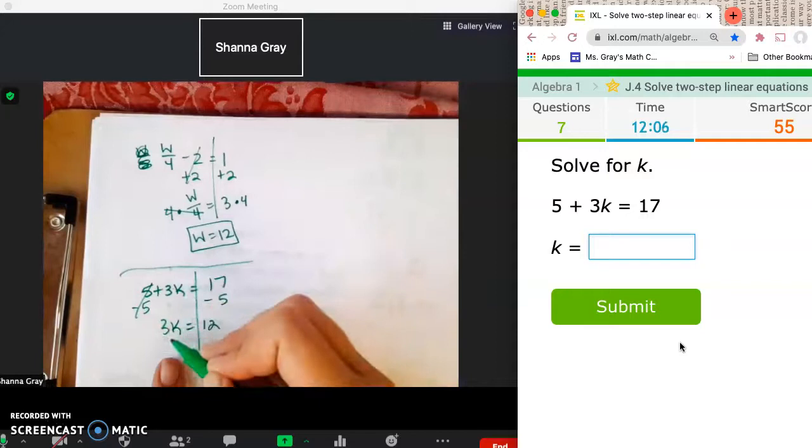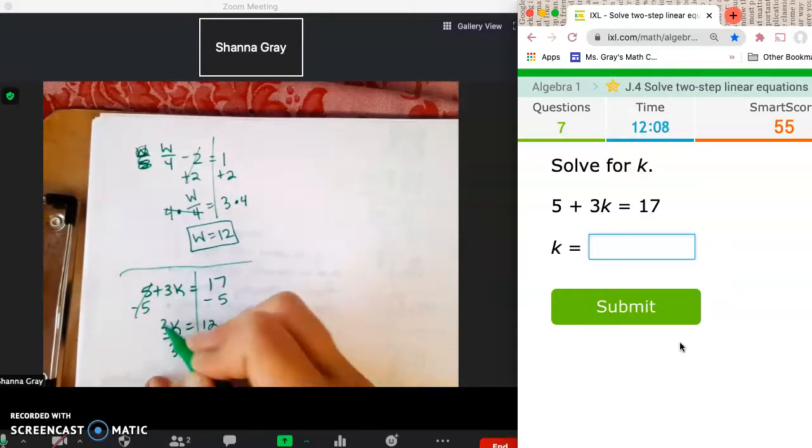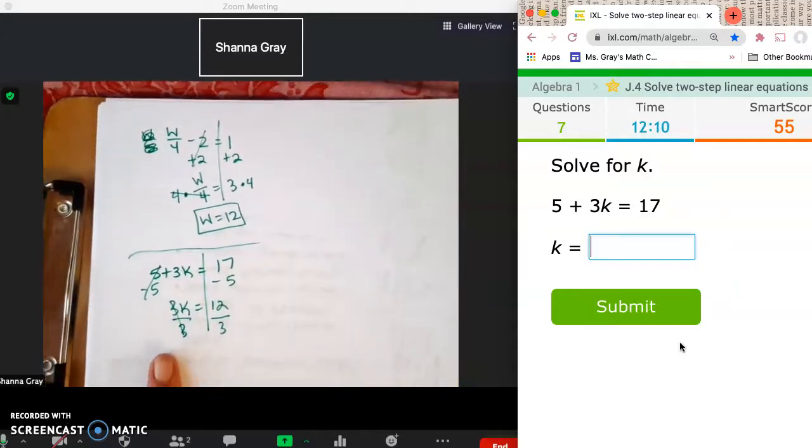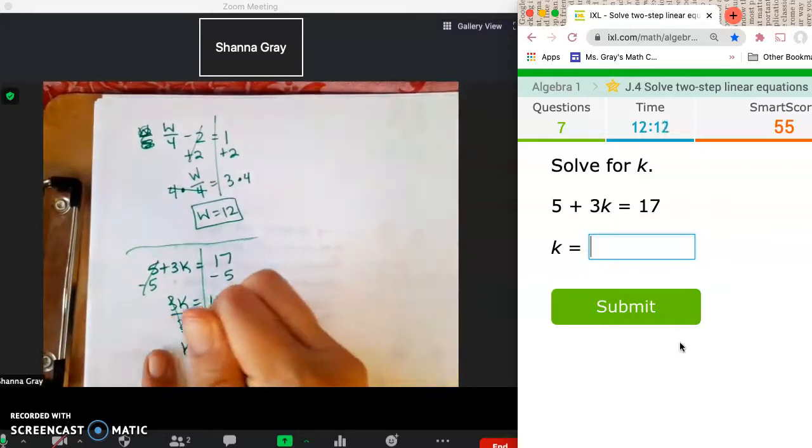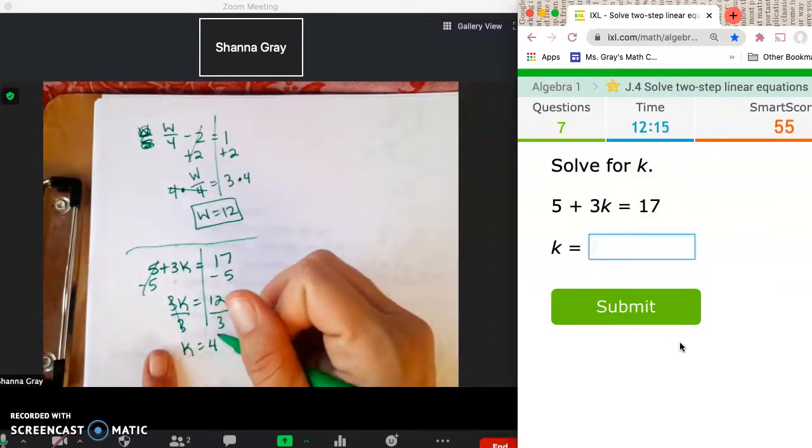And then 3 times k means I need to divide each side by 3 in order to get rid of that 3 in front, the coefficient. So I end up with 12 divided by 3 as my answer for k.